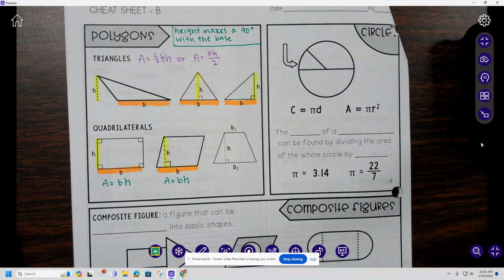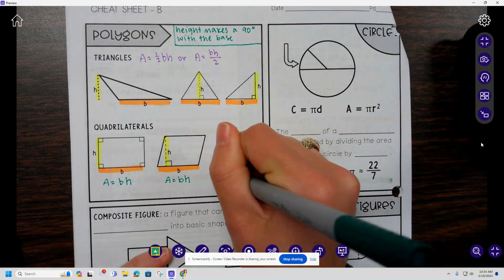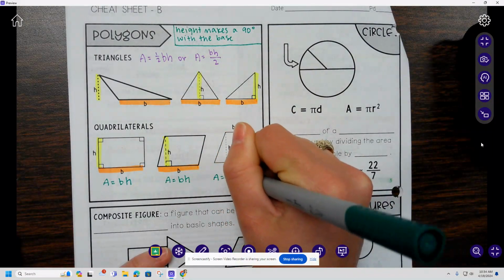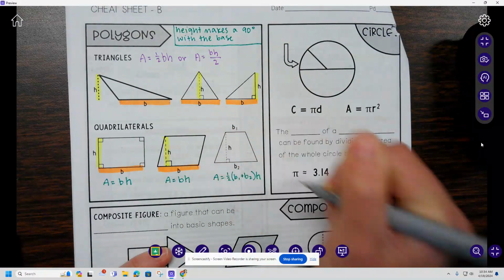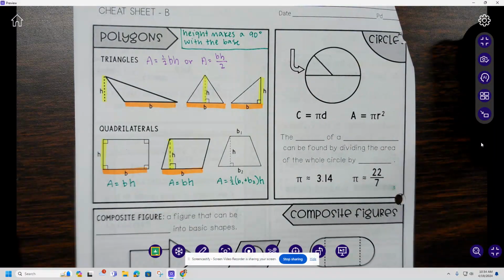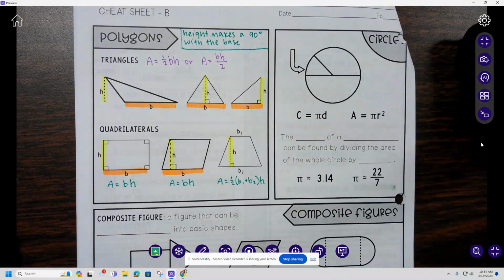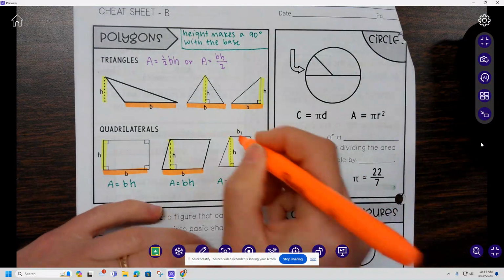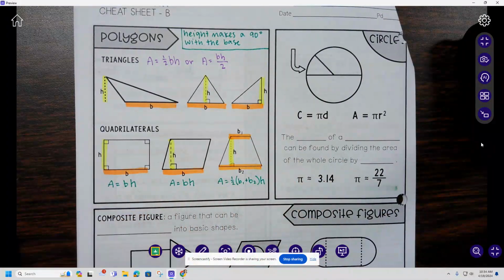Now we get to our trapezoid. Now the trapezoid has a bit of a different formula. So we have area equals 1/2 base 1 plus base 2 times the height. Now, because we're adding base 1 and base 2 together, it does not matter which one you use for base 1 and which one you use for base 2. For example, 9 plus 5 is the same as 5 plus 9. So when you're adding, it does not make a difference.